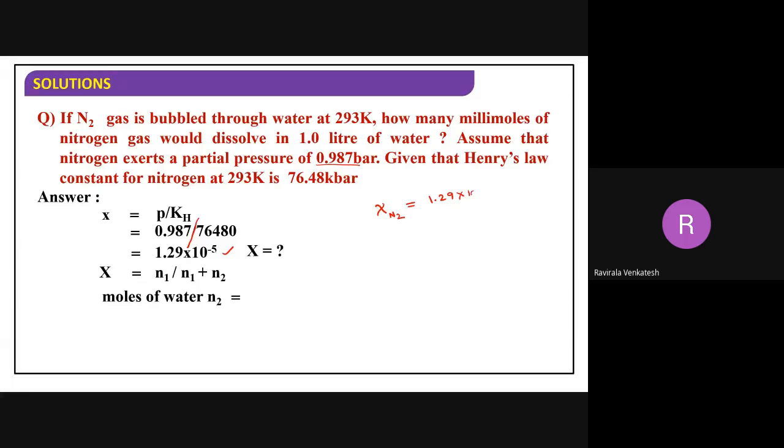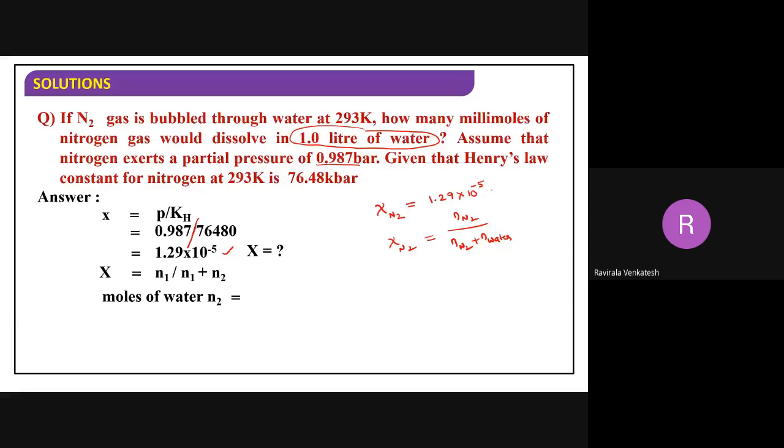1.29 into 10 to the power of minus 5. This we got actually. But what they are asking is how many moles of nitrogen are present in 1 liter of water. Now, what is the formula of mole fraction of nitrogen? Number of moles of nitrogen divided by number of moles of nitrogen plus number of moles of solvent, and the solvent here is water. Now they are saying 1 liter of water.